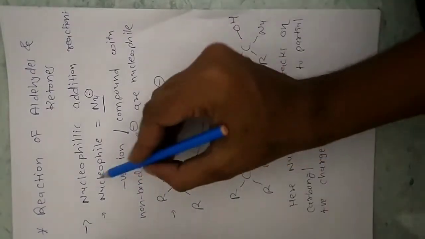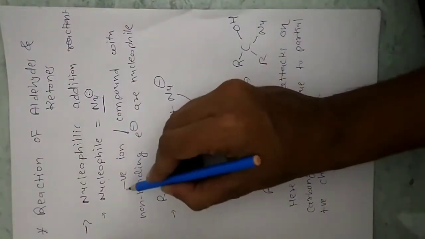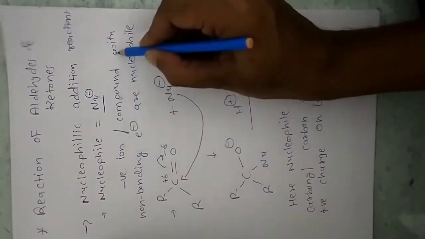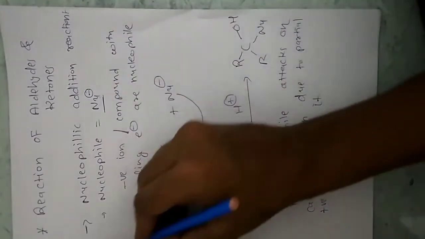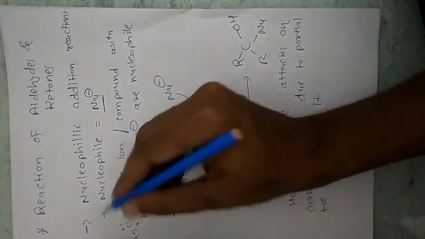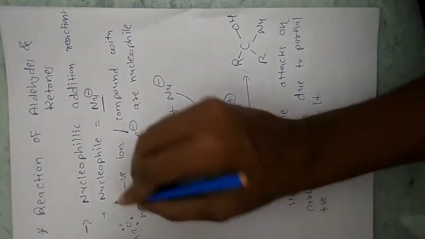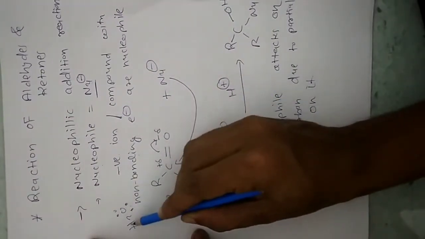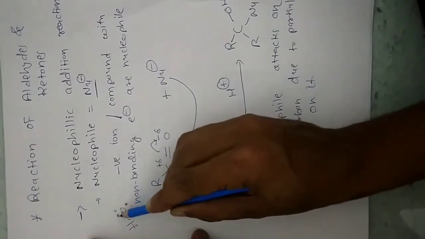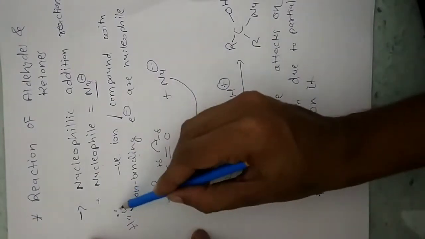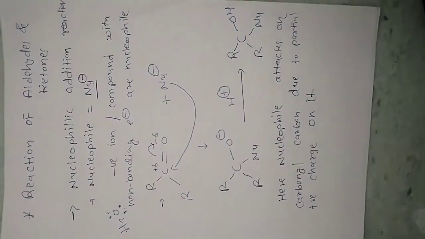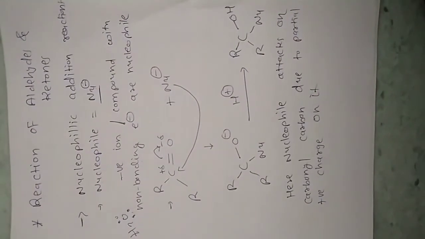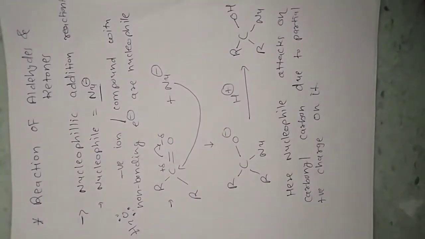What is a nucleophile? So nucleophile is Nu-, means a negative ion or a compound with non-bonding electrons. Suppose we have H2O. Here you can see H2O, that oxygen has 4 non-bonding electrons, so it acts as a nucleophile. So nucleophile is a negative ion or a compound with non-bonding electrons.